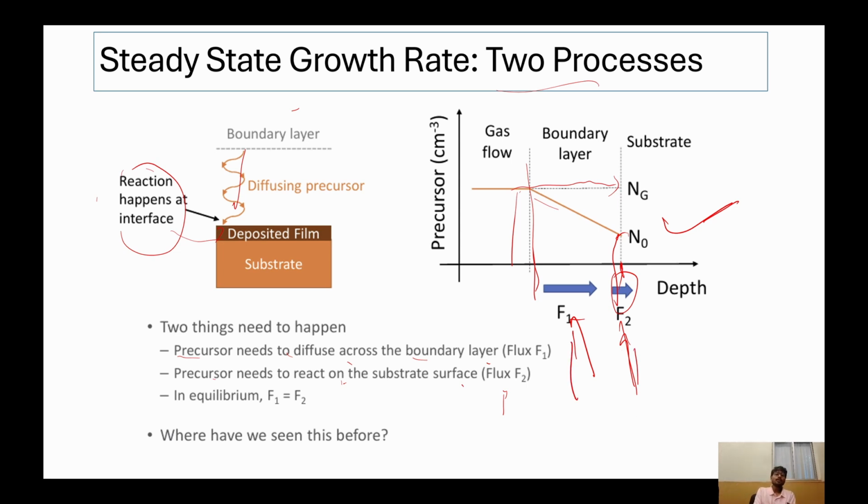If F1 is greater than F2, then there is excess precursor that won't react, but at equilibrium F1 should be equal to F2. If the reaction rate is faster, that will also not work, but at a certain point these two are equal.